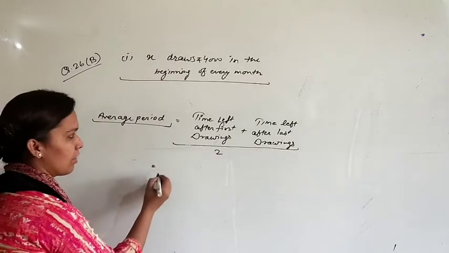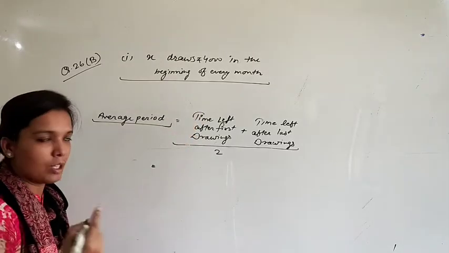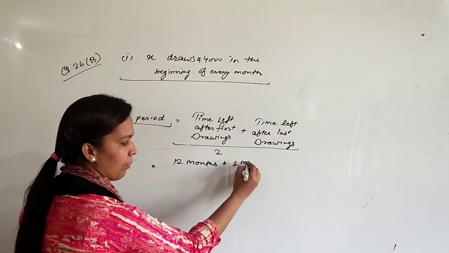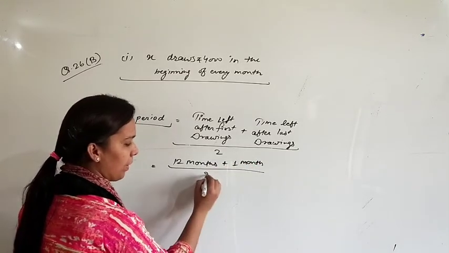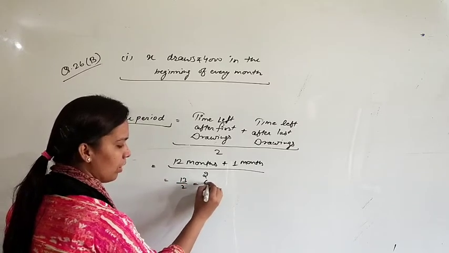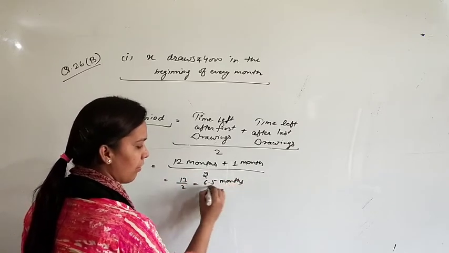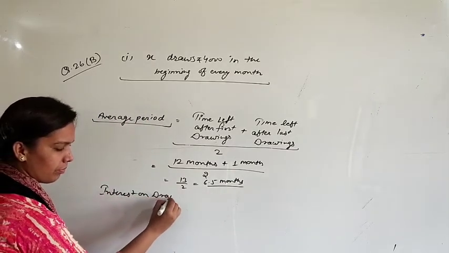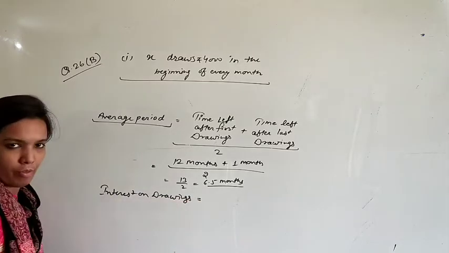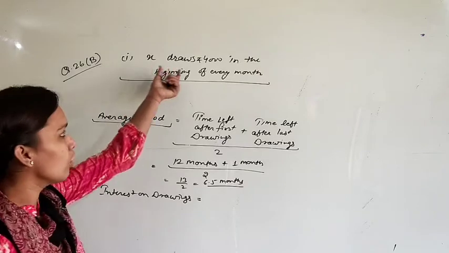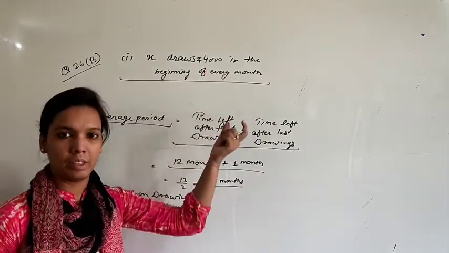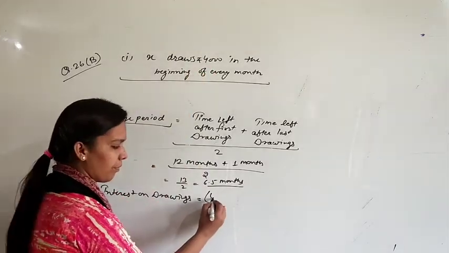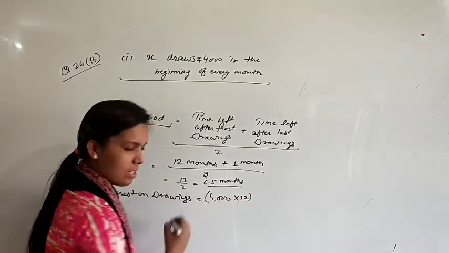So in this case, first of all, this is the beginning of every month. It means after the first drawing you will have 12 months and after the last drawing you will have 1 month. Divide by 2, it means 13 divided by 2. Then we will calculate interest for 6.5 months. Now find interest on drawing. What will be the formula for this? 4,000 rupees you are withdrawing every month. You will have 12 months. So first of all, 4,000 multiplied by 12. This is the total drawing.